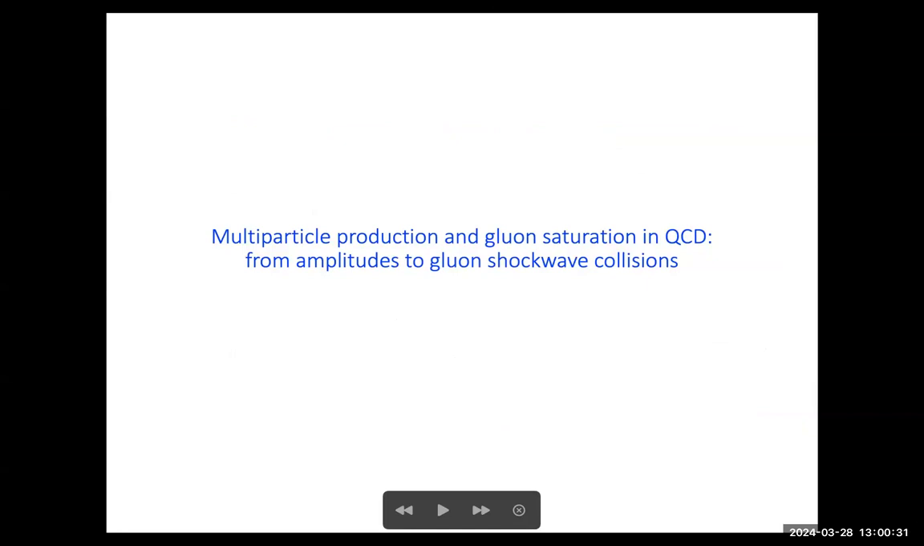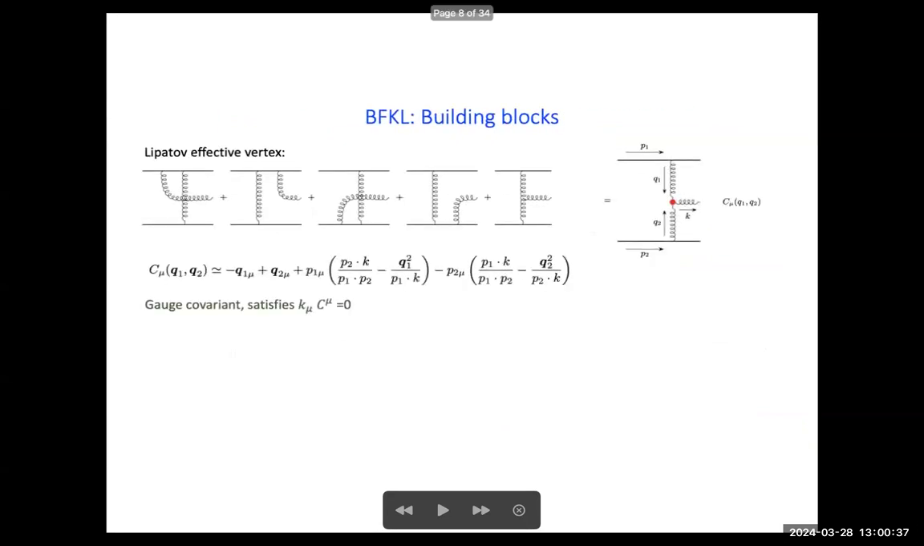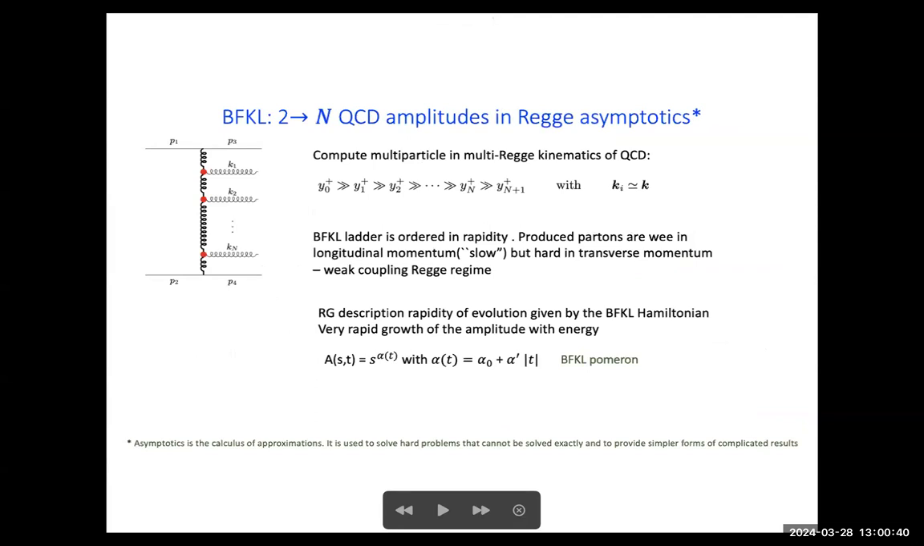So I understand that not everybody's familiar with this topic. So if you have any questions, stop me at any point, and I can go as slow or as fast as you like. So if you ask, how do you produce lots of particles in QCD at high energies? That's done through something called the BFKL equation. So you're looking at some 2 to N process where you produce N gluons. So you have 2 incoming gluons, and then they produce further N gluons. And so this is a very complicated thing to calculate.